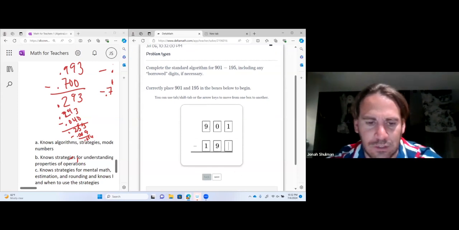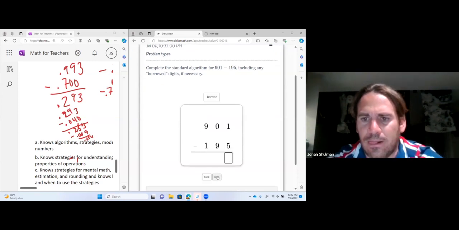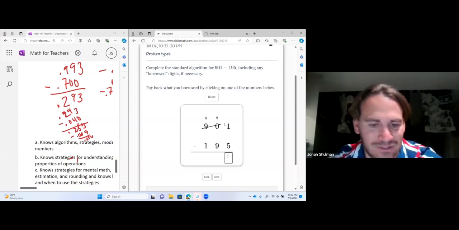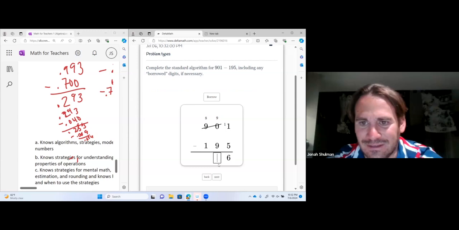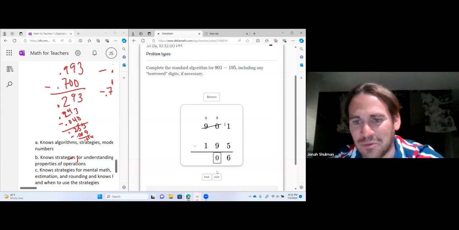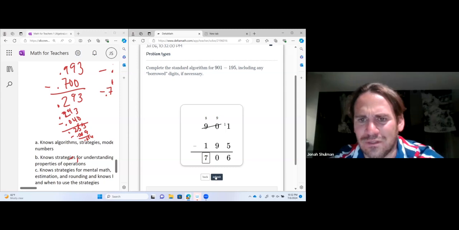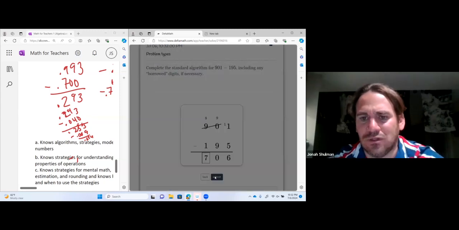901 minus 195. We got to borrow. We got to double borrow, so we got to borrow from the 9. Yeah. And then we got to pay back here. All right, so that's 6. That's 0 because we double borrowed. And there's our 7. 706 is the correct answer.